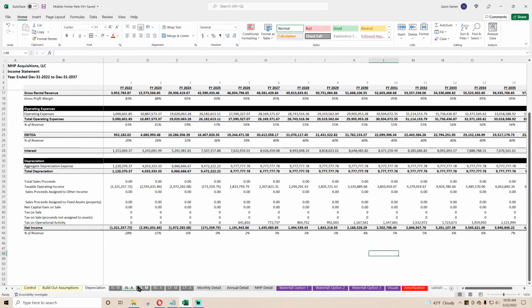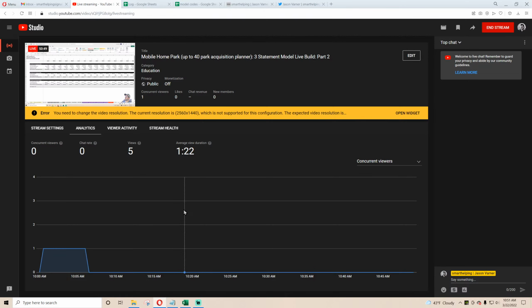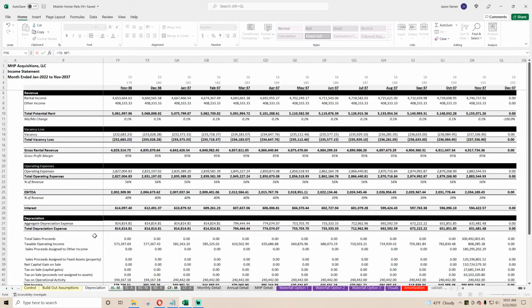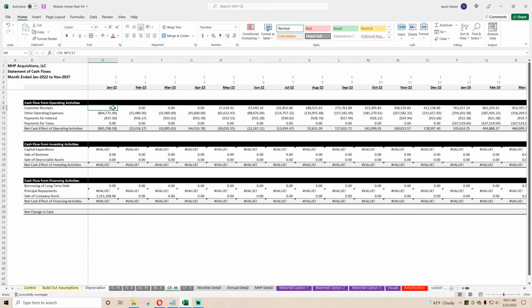Now, the next part is we go into cash flow statement. Let me check something real quick. Okay. So, cash flow statement, we want to see just what's happening in cash flow. So, customer receipts would be like revenues. So, we'll take the total. Now, this is tricky because total potential rent's not an income number. We actually want to take gross rental revenue. So, this is the actual cash received.